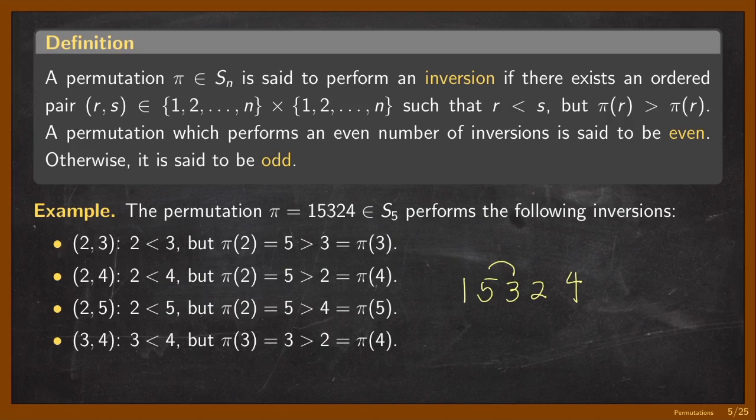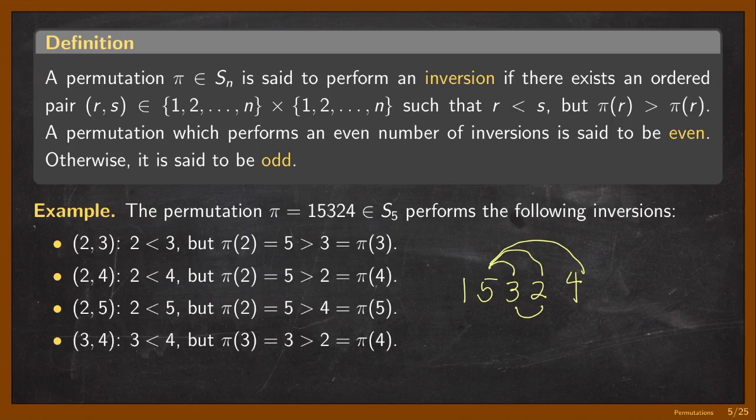For example, 2, 4 is also an inversion because the image of 2 is 5, the image of 4 is 2. And that can be represented by this curved line, because 5 is greater than 2 and 5 is positioned to the left of 2. That is considered an inversion. Also, 2 comma 5 is an inversion because the image of 2 is 5, the image of 5 is 4. So these are the two elements. And as you can see, 5 is positioned to the left of 4. Last but not the least, this is also an inversion because 3 is positioned to the left of 2.